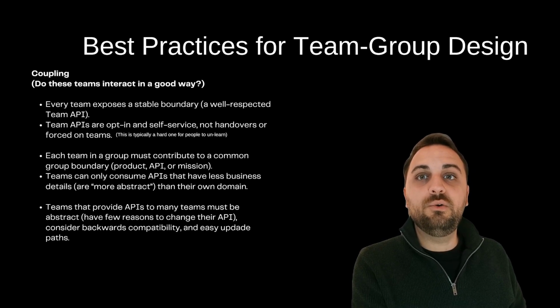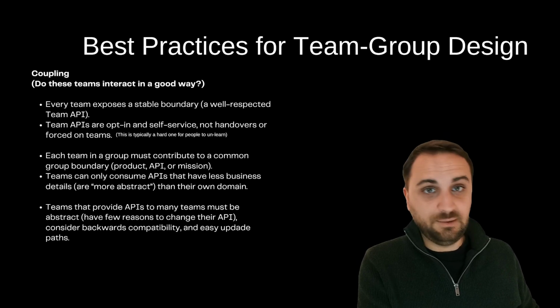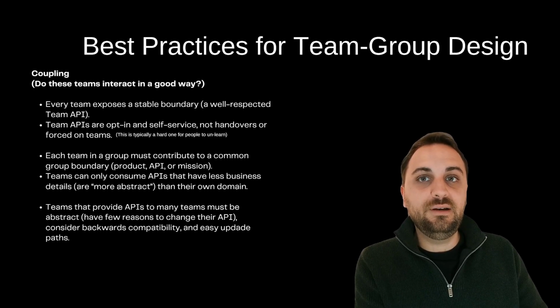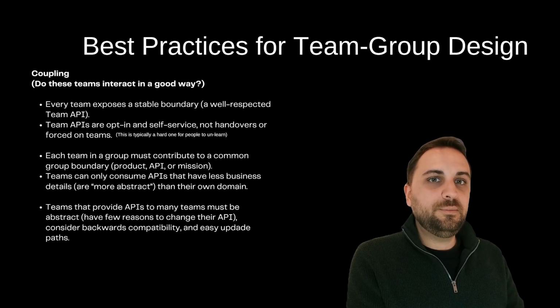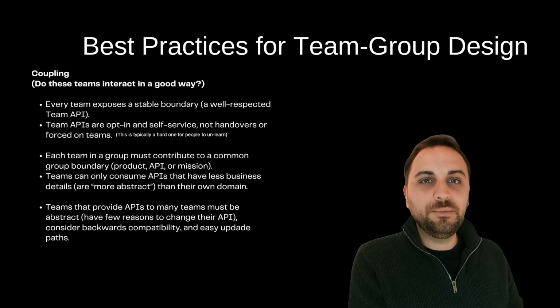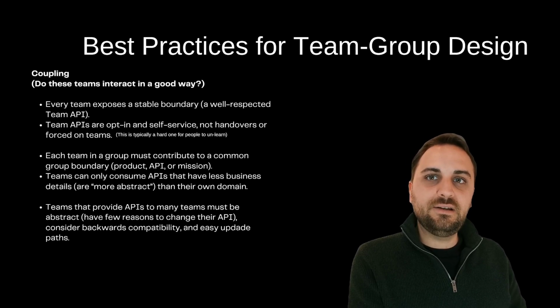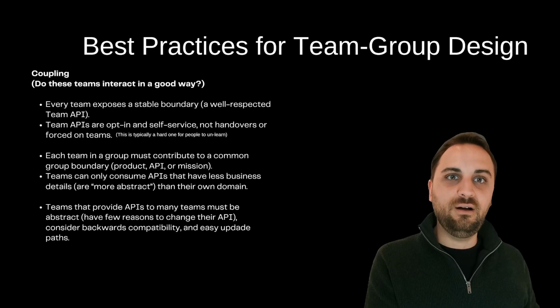Every team exposes a stable boundary, a well-respected team API. If you're missing this, something's wrong. Team APIs are opt-in and self-service. And I think this is one of the hardest things for a lot of people to understand: opt-in does not mean high waste, right? It doesn't mean I hope somebody uses it, but it is necessary for the freedom of the team that they get to opt out of using something.